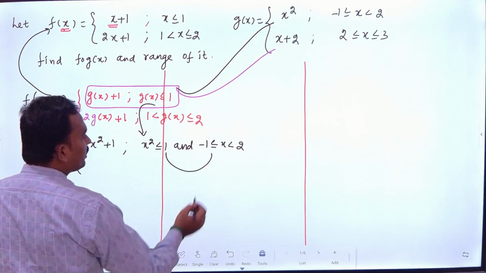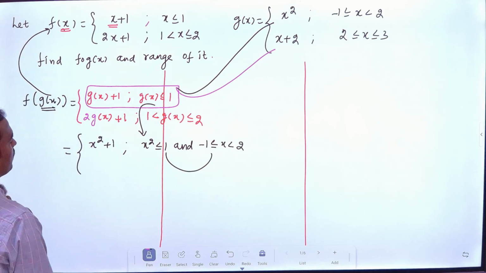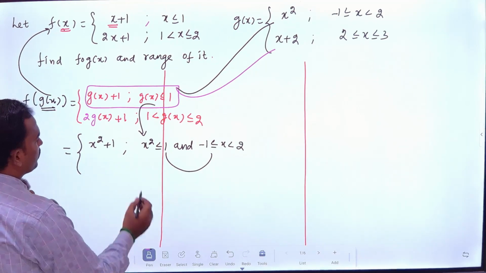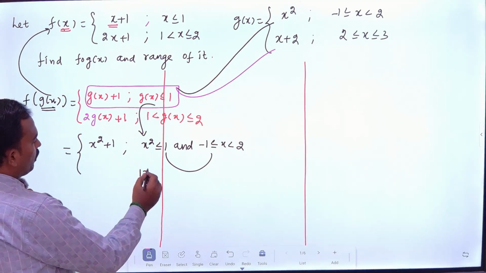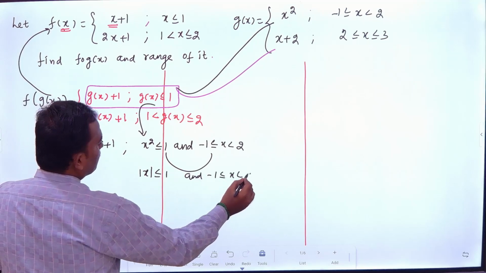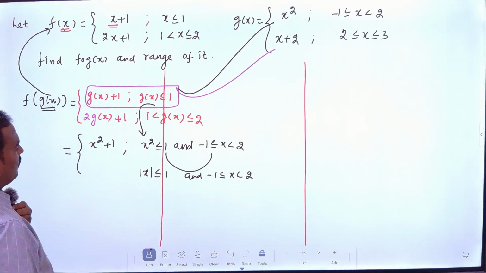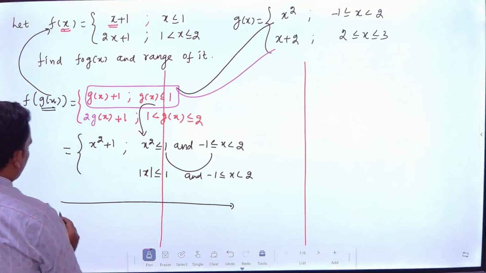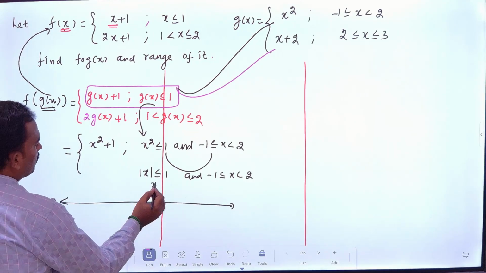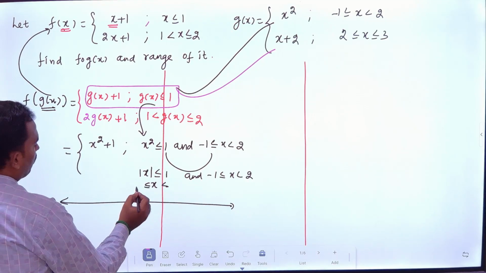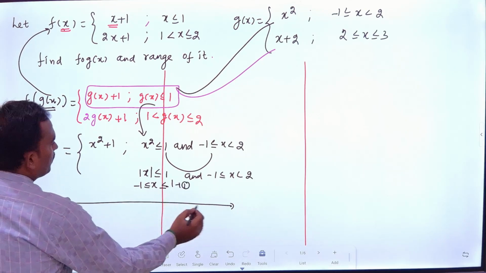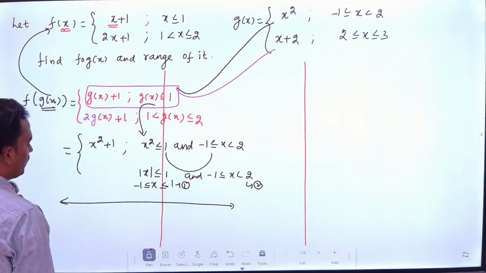You need to take the intersection of these two conditions. How to find it? x square less than or equal to 1 means taking the square root on both sides: square root of x square is mod x, less than or equal to 1, and -1 less than or equal to x less than 2. Now you can draw the number line. Mod x less than or equal to 1 means x is from -1 to 1.